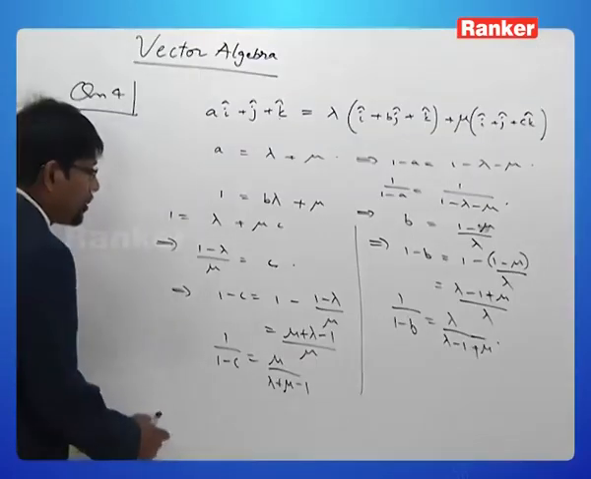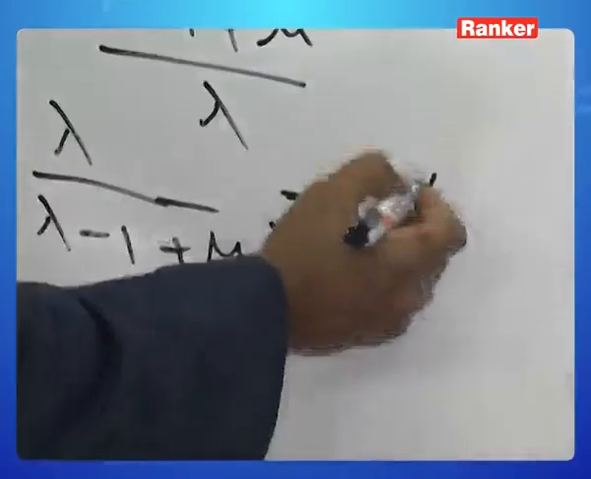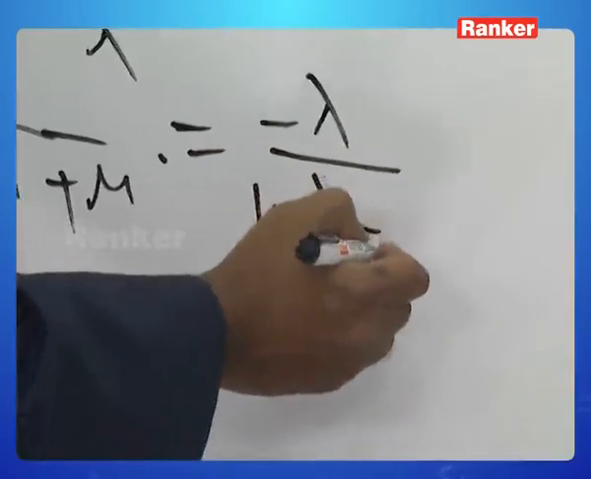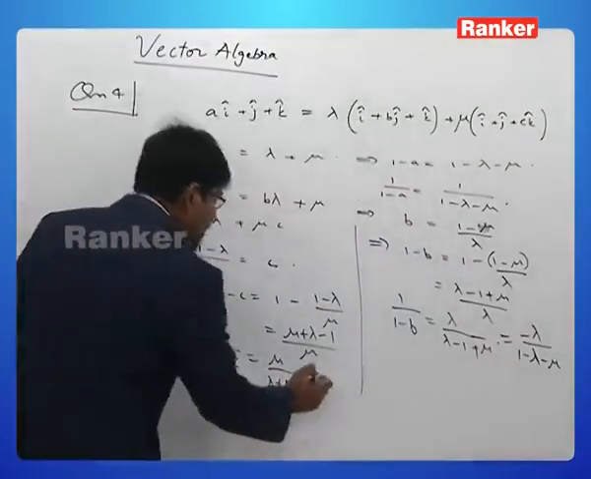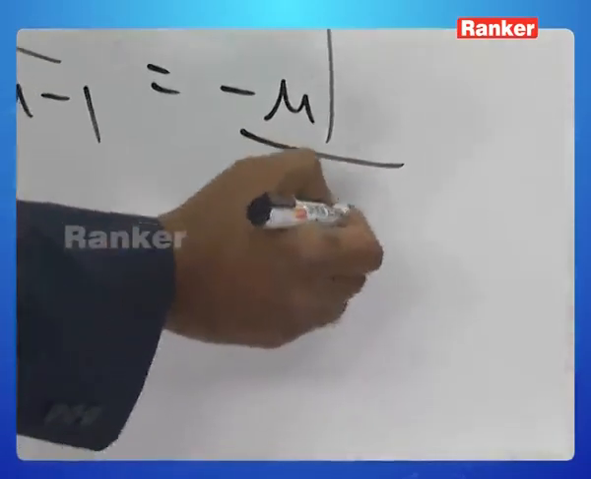Here clearly now this 1 by 1 minus b we can write in the form of minus lambda by 1 minus lambda minus mu, and this we can write in the form of minus mu by 1 minus lambda minus mu.